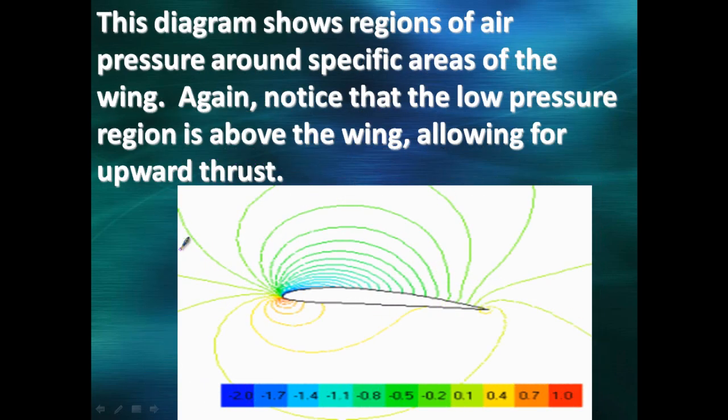So here's just another schematic showing the different pressures. Again, blue, low pressure, red, high pressure on bottom, low pressure on top. Airplane's going to fly. So Bernoulli is why we are safe when we fly in those ginormous airplanes. Hope you enjoyed your unit on fluids.